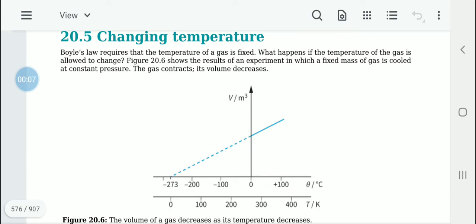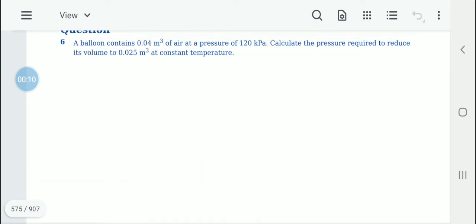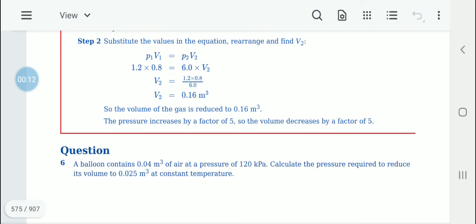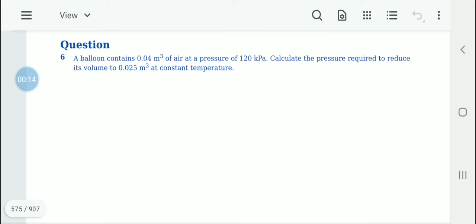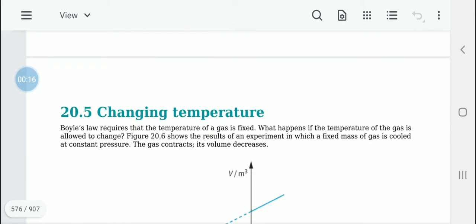I suppose that you have finished doing these earlier questions using P1 V1 equals P2 V2. If you have any questions, please raise them.